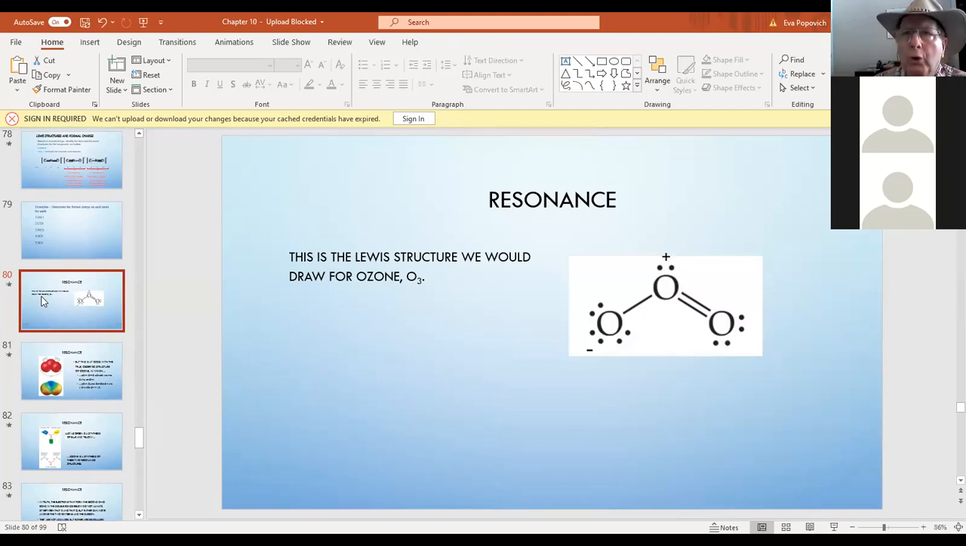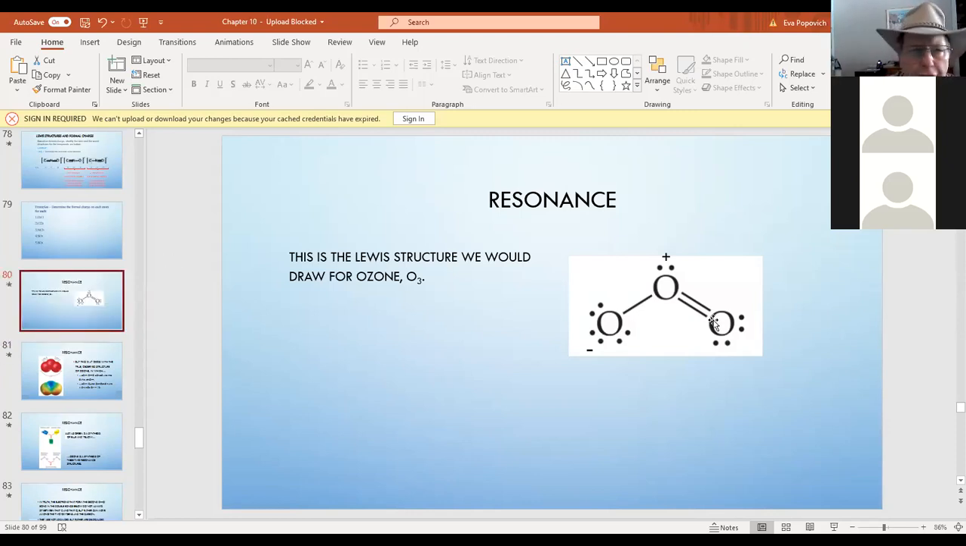Resonance. Resonance is the ability to manipulate double and triple bonds within a molecule. In other words, if you can draw two Lewis structures that are equal to each other, whose only difference is that you have manipulated the double bond from one position to another, then you have resonance. Do we kind of understand what I'm talking about? Sort of. Okay. Let's go through an example.